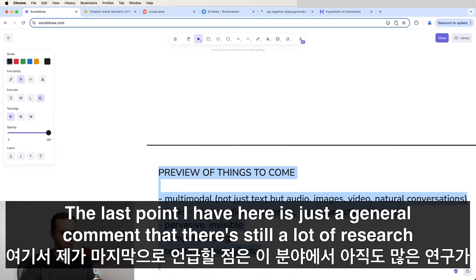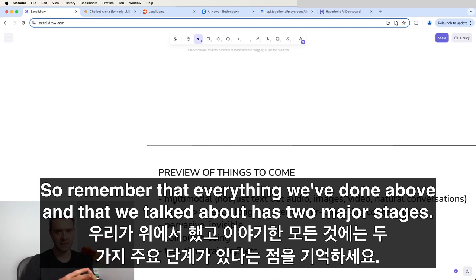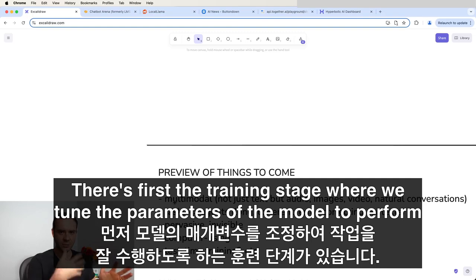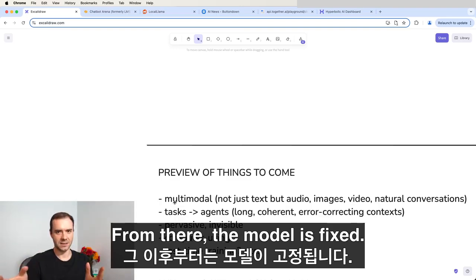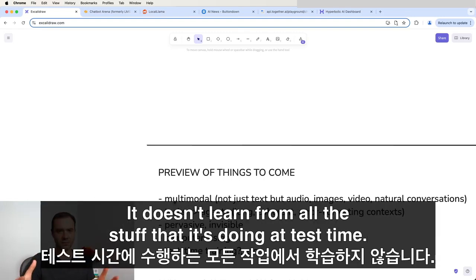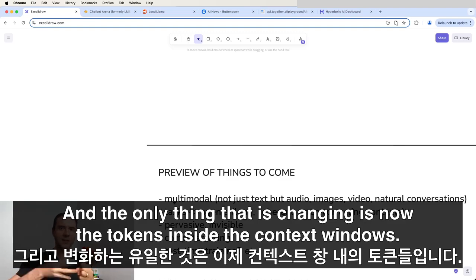The last point I have here is just a general comment that there's still a lot of research to potentially do in this domain. One example of that is something along the lines of test time training. So remember that everything we've done above and that we talked about has two major stages. There's first the training stage, where we tune the parameters of the model to perform the tasks well. Once we get the parameters, we fix them, and then we deploy the model for inference. From there, the model is fixed. It doesn't change anymore. It doesn't learn from all the stuff that it's doing at test time. It's a fixed number of parameters. And the only thing that is changing is now the tokens inside the context windows.